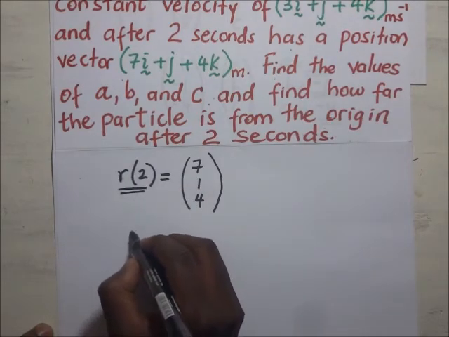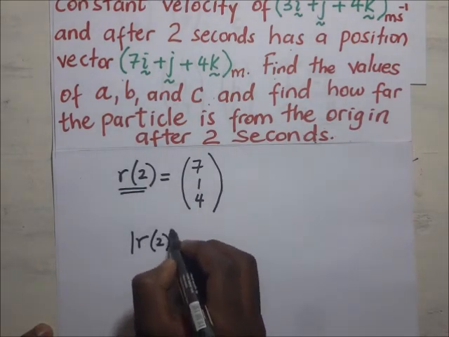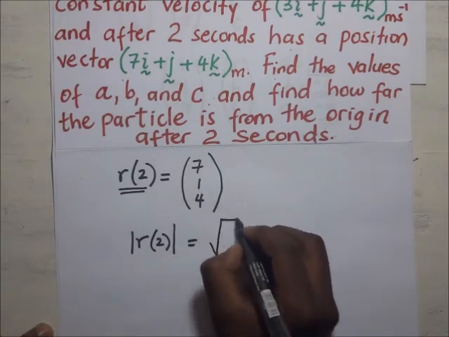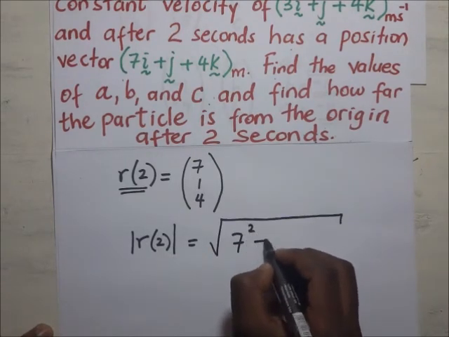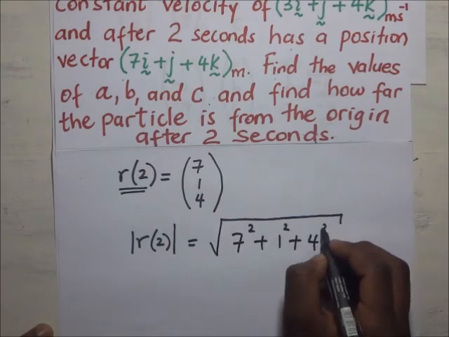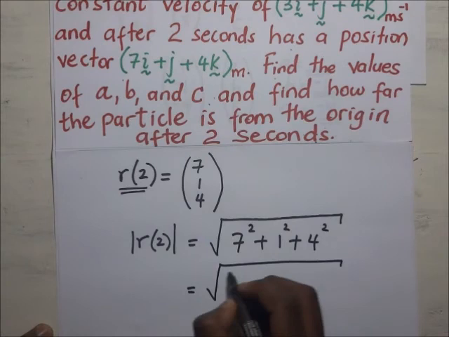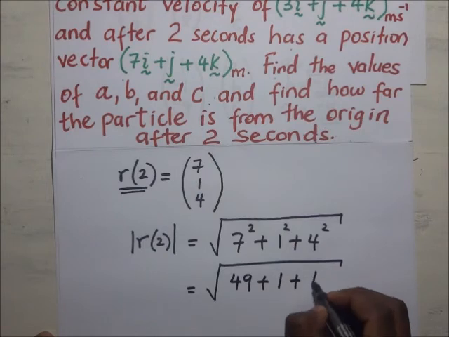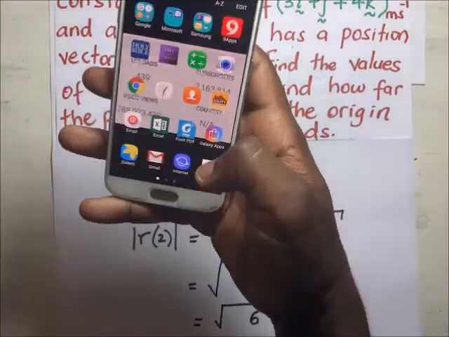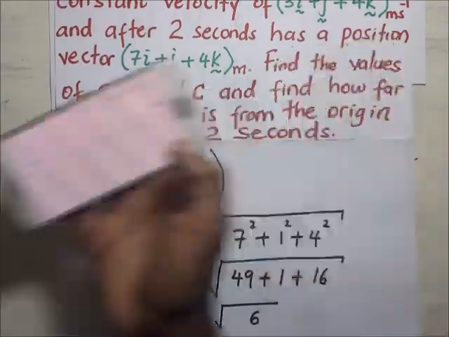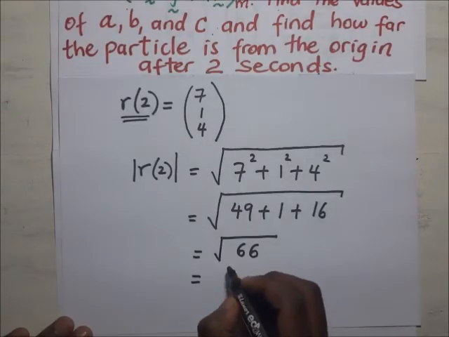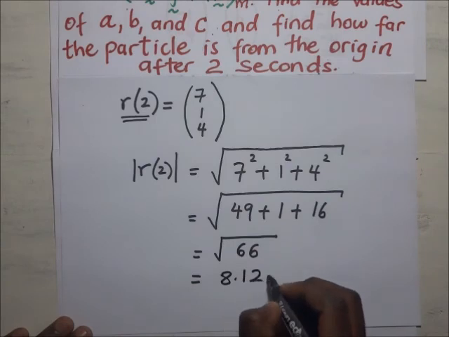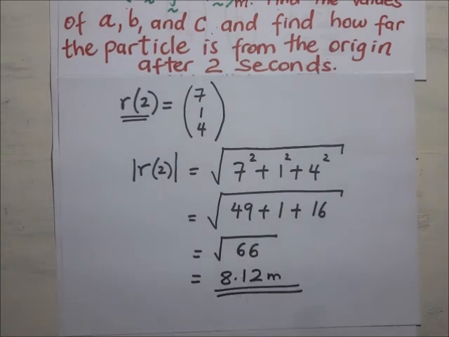So the magnitude of the vector is going to be the square root of 7 squared plus 1 squared plus 4 squared. Under the square root, 7 squared is 49, plus 1, plus 16. And this is going to give us 8.12 meters. And so that's the position of the particle. This is how far the particle is from the origin after 2 seconds.